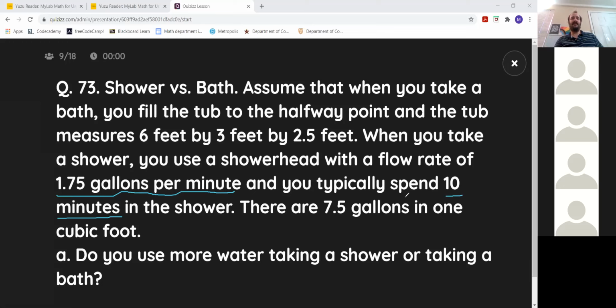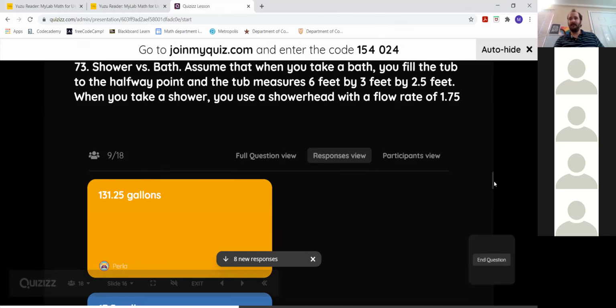All right, so this is 10 minutes. This is 1.75 gallons per minute. So if we want to figure out the number of gallons being used, distance equals rate times time. Distance here isn't really distance, it's the amount of water used, I guess, right?